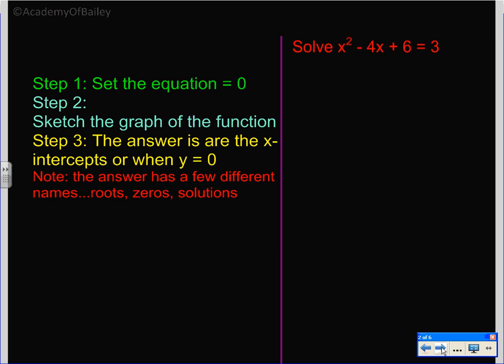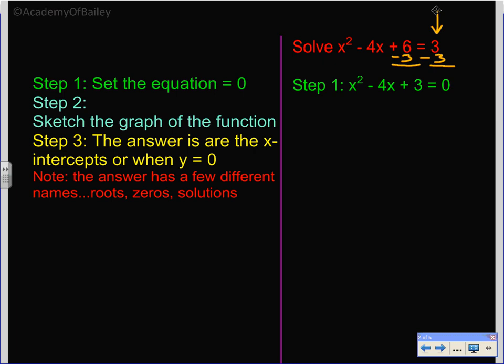So step number one is to set the equation equal to 0. And right now, the equation is equal to 3. So how are we going to get rid of that 3? We're probably going to subtract 3 from both sides. And when we subtract 3 from both sides, this is what we get. X squared minus 4x plus 3 is equal to 0. And you get plus 3 because 6 minus 3 is 3. And you get 0 because 3 minus 3 is 0.